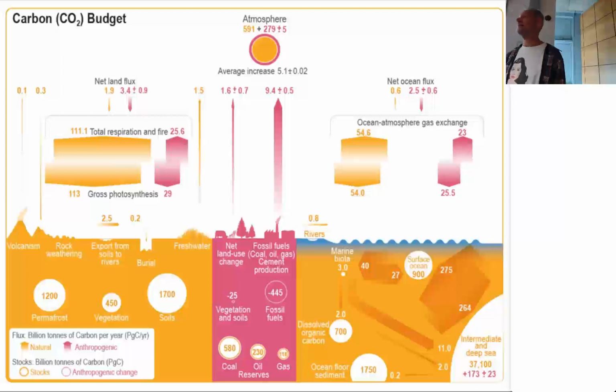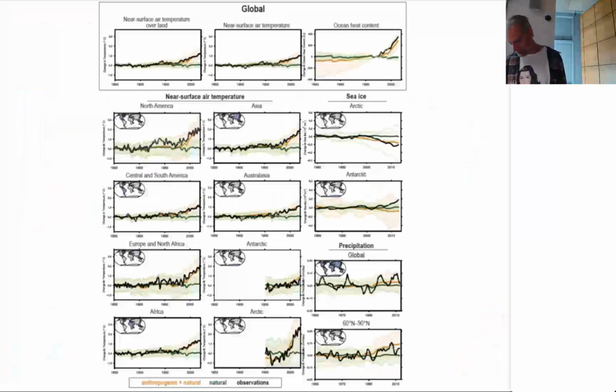But we have some validation that these models are not completely crazy. And that is shown here again from the latest IPCC report. A lot of information on these graphs. What we're looking at is the temperature over land, over water, and this is the sea temperature, and then this is the temperature over land for North America, Asia, the Arctic, Central and South America, Australasia, Antarctic, Europe and North Africa, this is where we are.